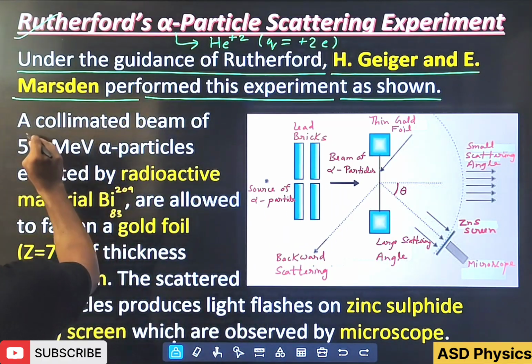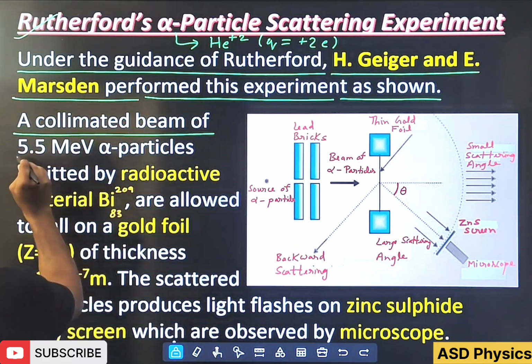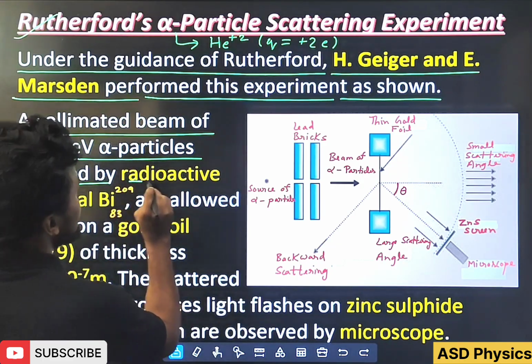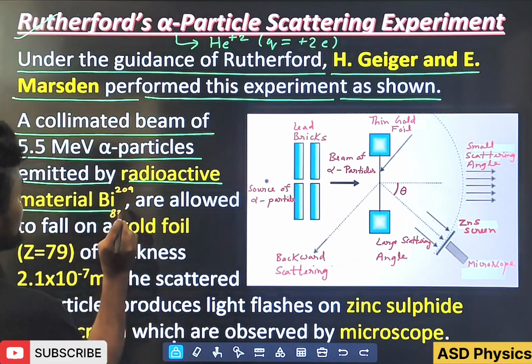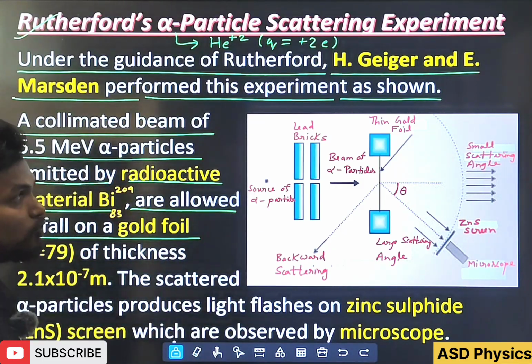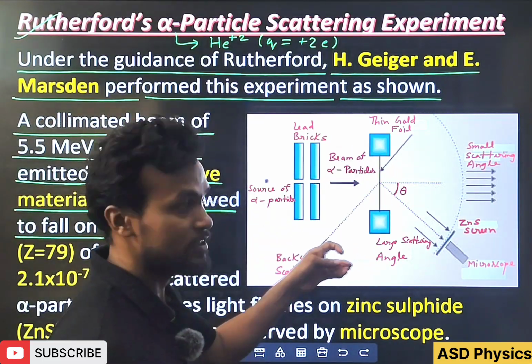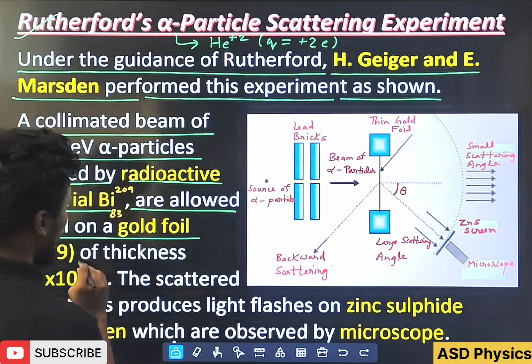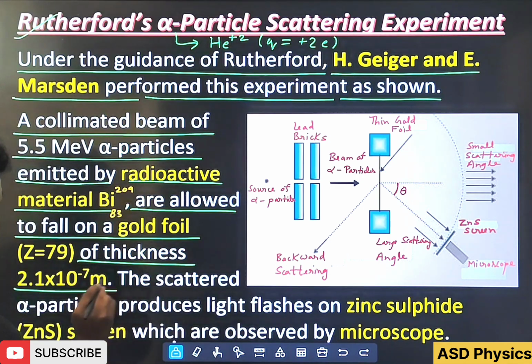So see now. A collimated beam of 5.5 mega electron volt alpha particles emitted by the radioactive material bismuth is allowed to fall on a gold foil. Here you can see one gold foil is there. What is the atomic number of gold? 79. Remember that here. Of thickness 2.1 into 10 to the power minus 7 meter.